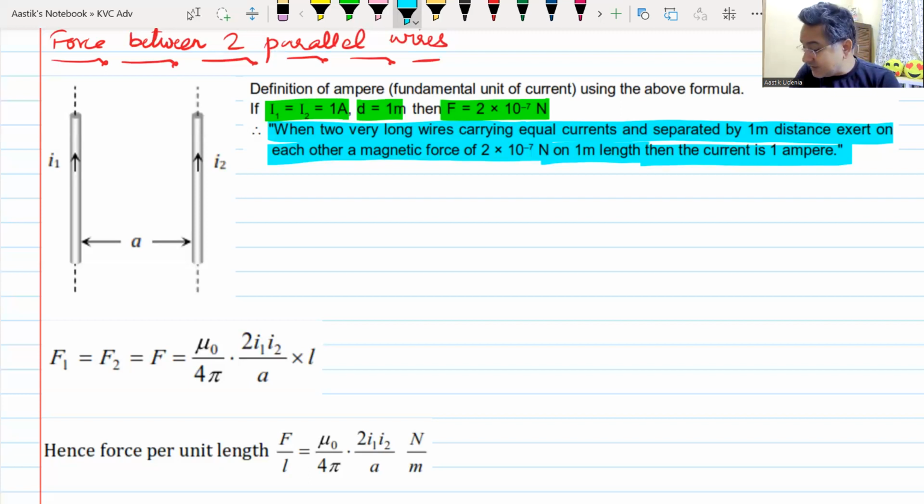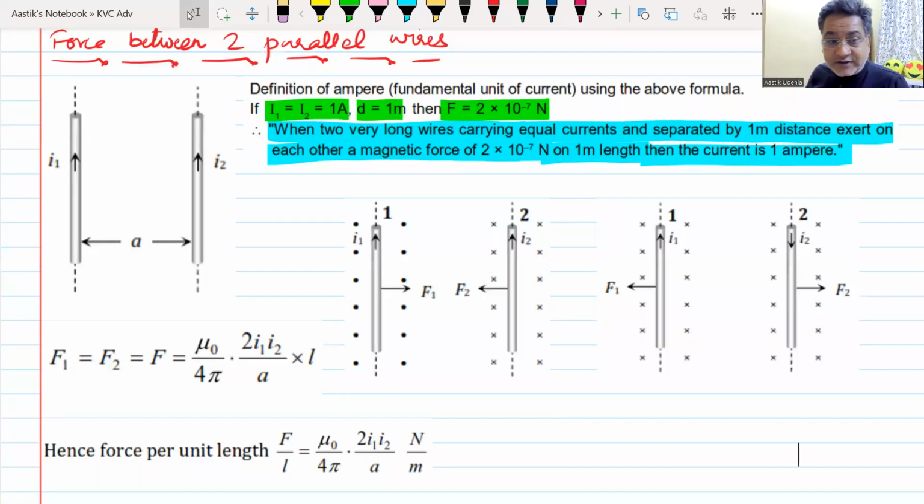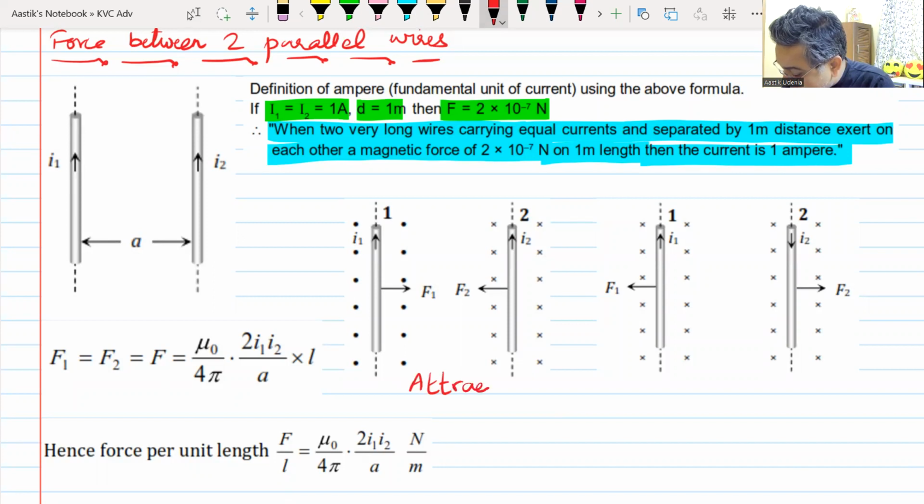Do we understand this? Yes, sir. What is the direction of this force? And remember, it's a very important concept. If the wires are carrying current in the same direction, you can find out that the force is going to be attractive. So remember this, when they carry current in the same direction, the force is going to be attractive.